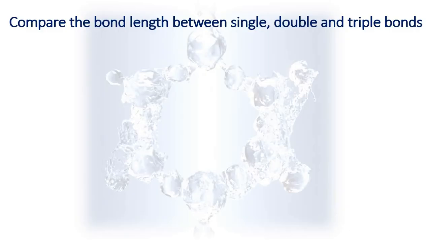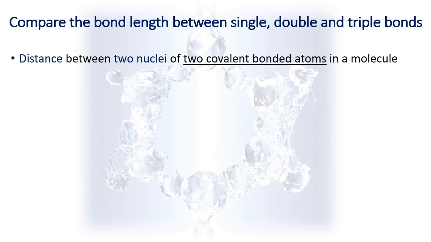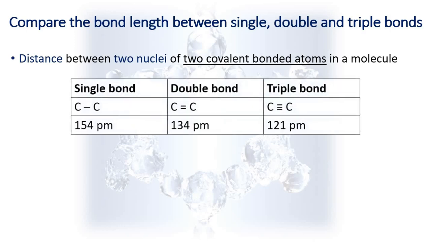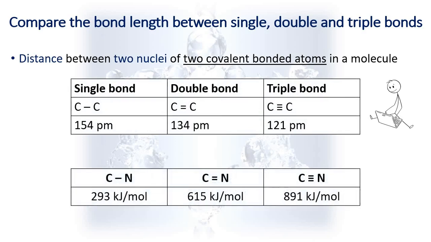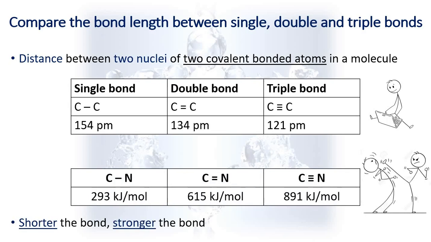Now, let's focus on the second learning outcomes for this video, comparing the bond length between single, double and triple bonds. In terms of distance between the nuclei of 2 covalent bonded atoms in a molecule, we can see that triple bond has the shortest bond length. And in terms of energy required to break the bond, triple bond has the highest bond energy. Therefore, we can conclude that shorter the bond, stronger the bond. Please remember, covalent bond and dative bond cannot be differentiated from their bond length.